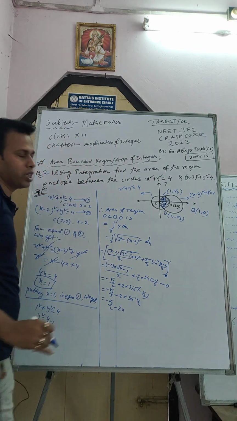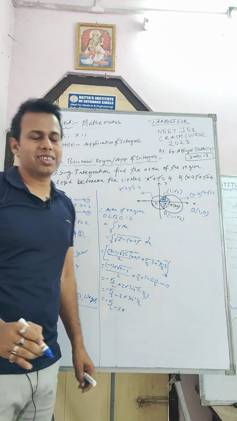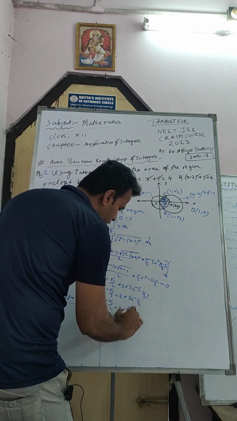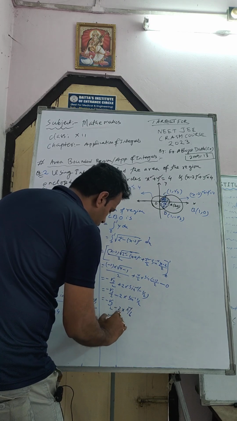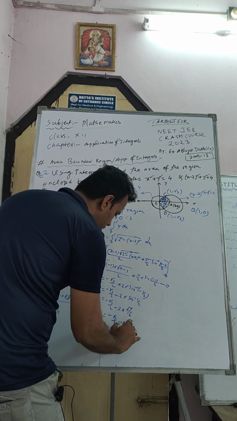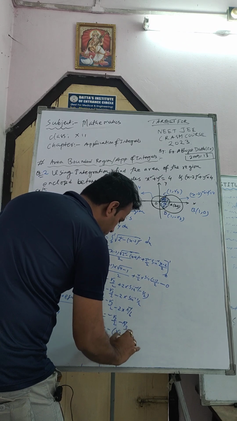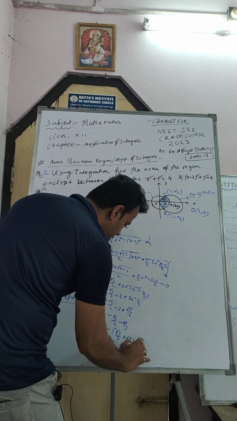Sin inverse 1 by 2, sin what below gives 1 by 2? That is sin 30 degrees, 1 by 2, is it not? So it will become pi by 6. So there is minus root 3 by 2 minus pi by 3. If you take minus as common, it will become 2 pi by 3 plus root 3 by 2 square unit.